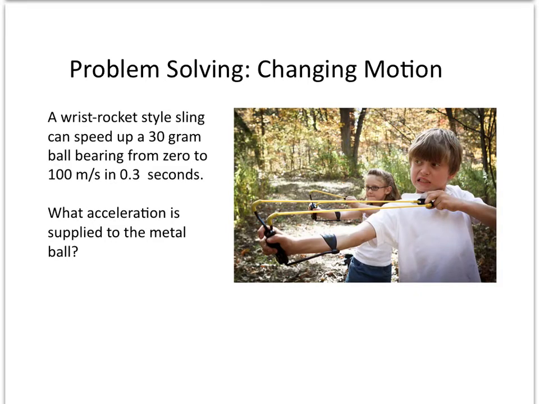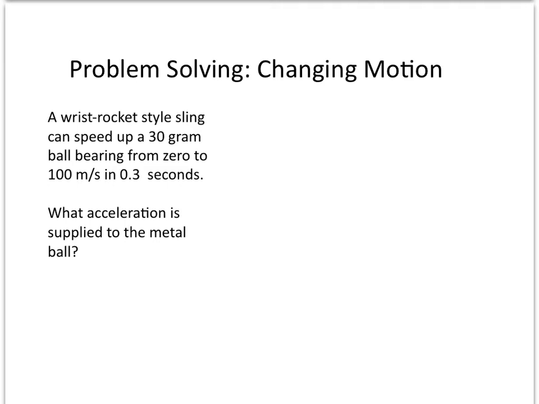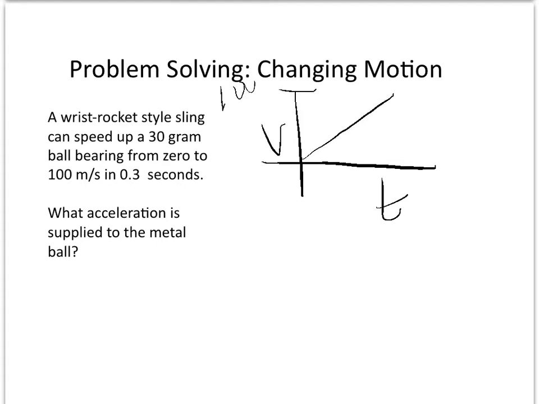Now in this problem, what we're looking at is a little kid speeding up a ball bearing from one speed to another in a certain amount of time. And all they're asking for is what acceleration the metal ball experiences. In a velocity time graph, the real quick sketch would look like this. The ball bearing starts at 0 speed, ends up going 100 meters per second, and they told us the amount of time that took was 0.3 seconds.